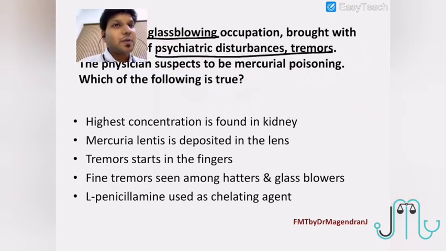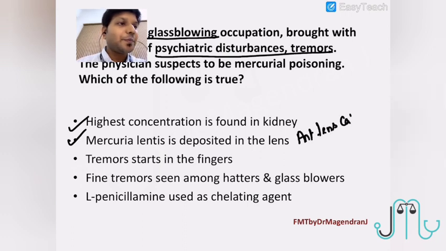Highest concentration is found in the kidney. Okay, mercurial lentis is deposited in the lens. That is true, because for mercurial lentis, they can ask you which part of the lens it is deposited in. You need to know that it is in the anterior lens capsule. This is where it gets deposited, and it doesn't affect the vision. The person will have normal vision.